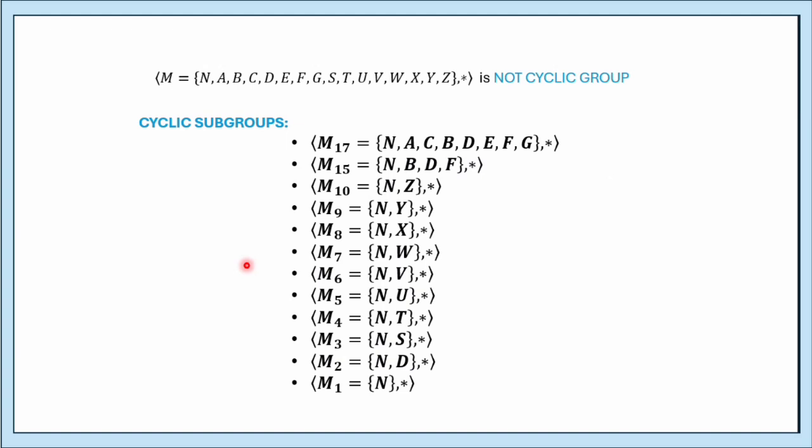So in summary, our group M is not a cyclic subgroup since it doesn't have any generator. And cyclic subgroups are the following: M sub 17, M sub 15, M sub 10, M sub 9, M sub 8, M sub 7, M sub 6, M sub 5, M sub 4, M sub 3, M sub 2, and M sub 1. And that's it for part number 3, or the task number 3.